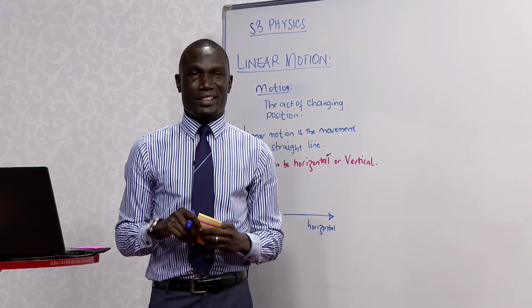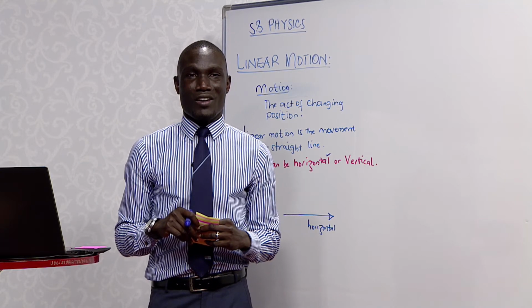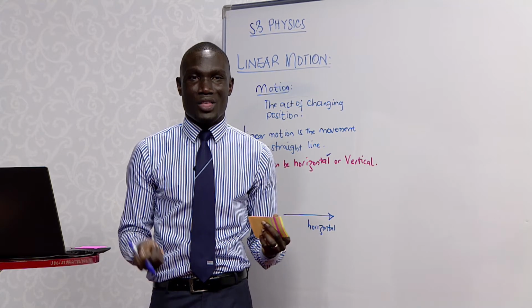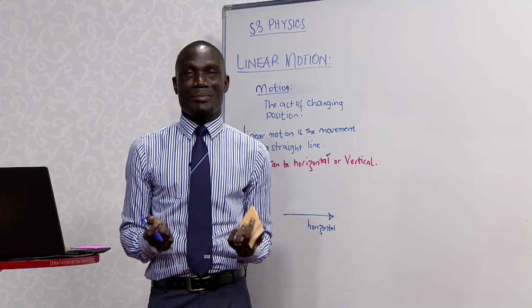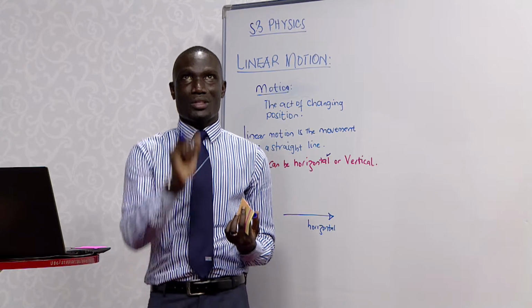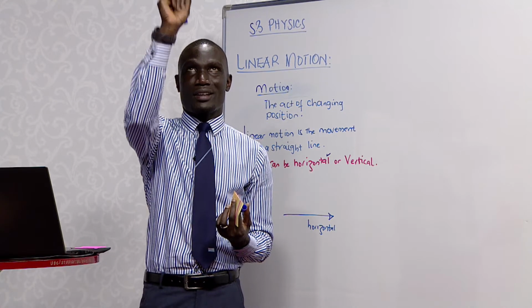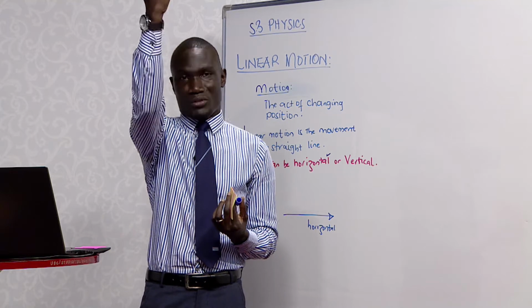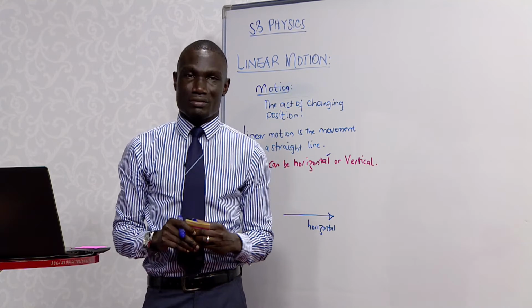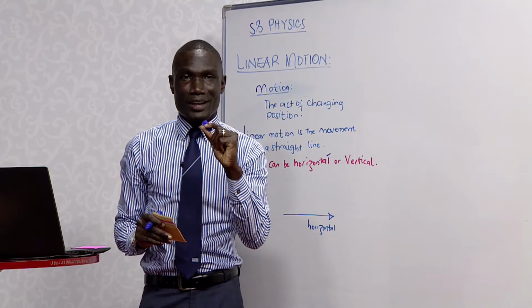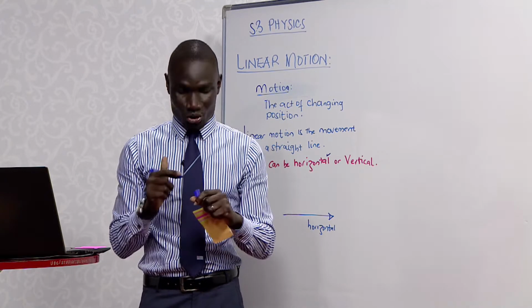Get a pen, the pen that you have, or the pencil that you have. Throw it upwards. What happens? When you throw this pen vertically upwards, it moves, but of course eventually it comes back down. We call that a vertical linear motion.